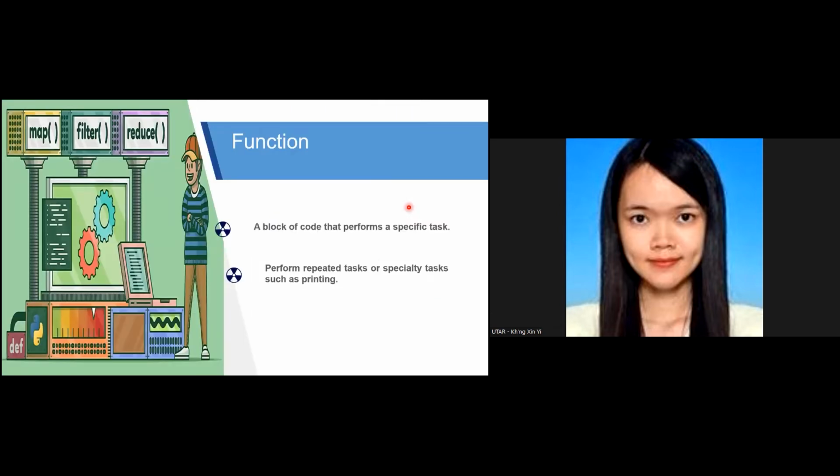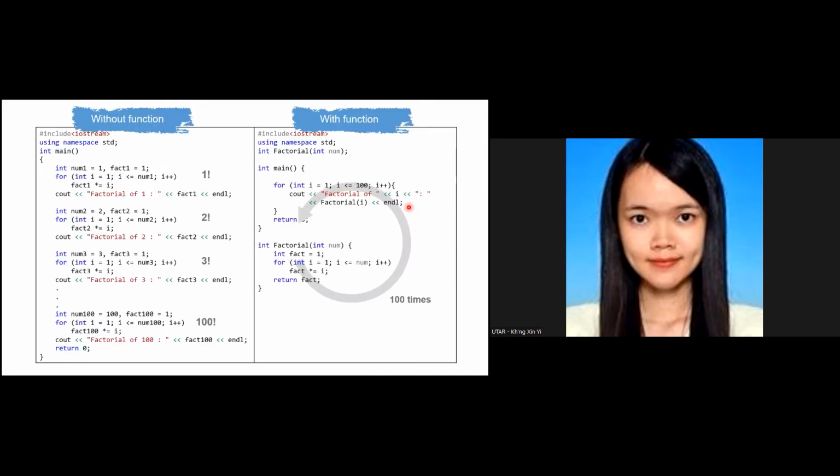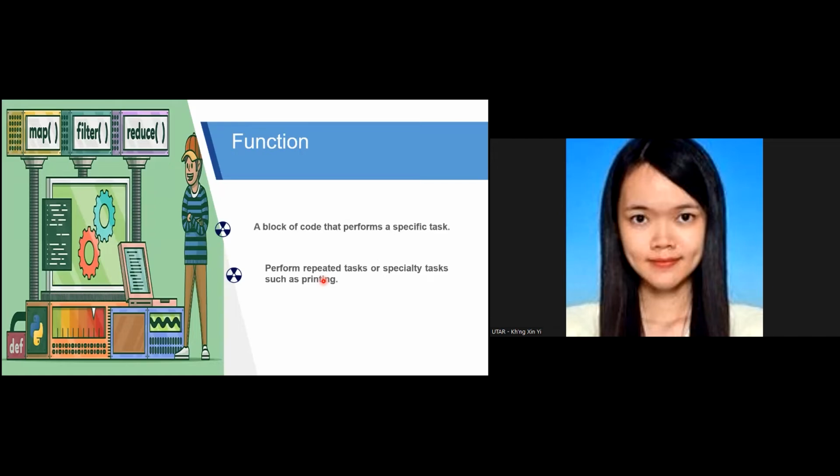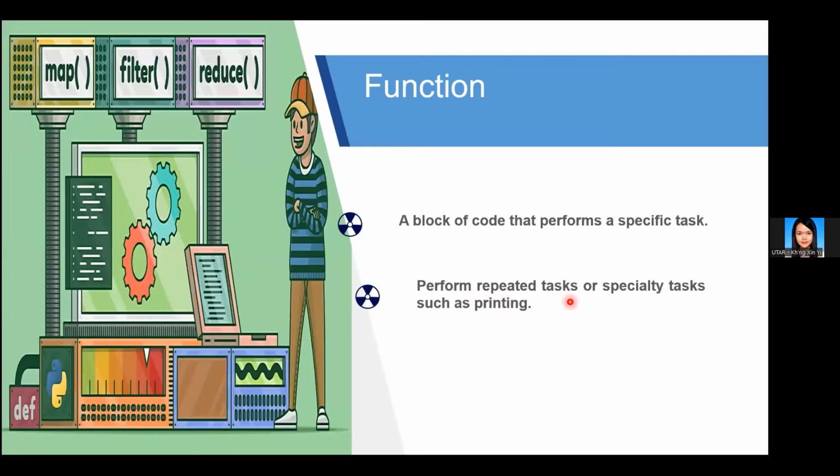Just now we know that for a function, we try to divide a big complicated program into multiple smaller functions. So a function is actually a block of code, because this is a code module. It consists of some statements used to perform a single task. For example, in this example, these few statements are used to find the factorial of a particular number. That's why we call it a block of code used to perform a single task. And then the second point here, the function is used to perform some repeated tasks.